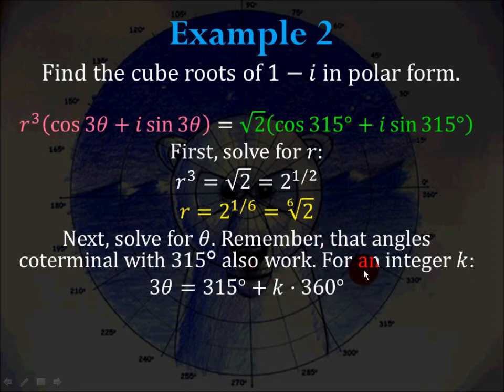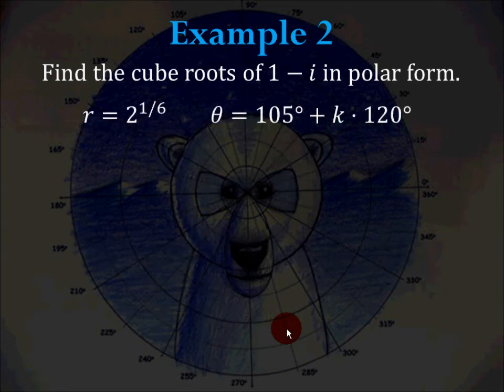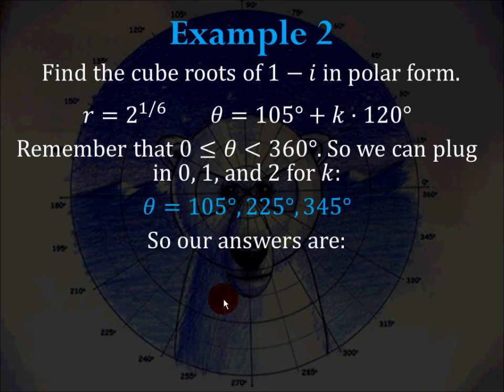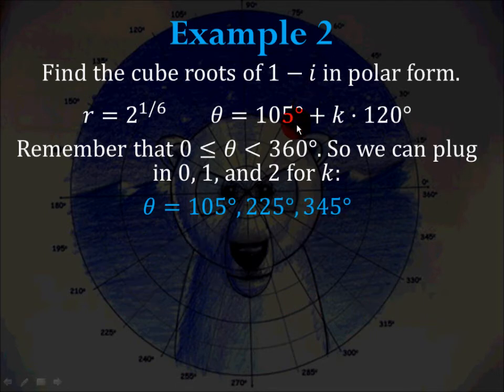What this k times 360 does is it gets us all the values we need to satisfy 1 minus i's cube roots. So if we divide everything by 3, we see that theta is 105 plus k times 120. Between 0 and 360, we can plug in 0, 1, and 2 for k, and your thetas are 105, 225, and 345.